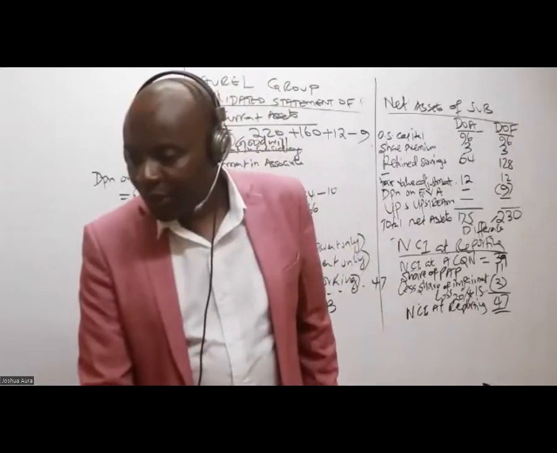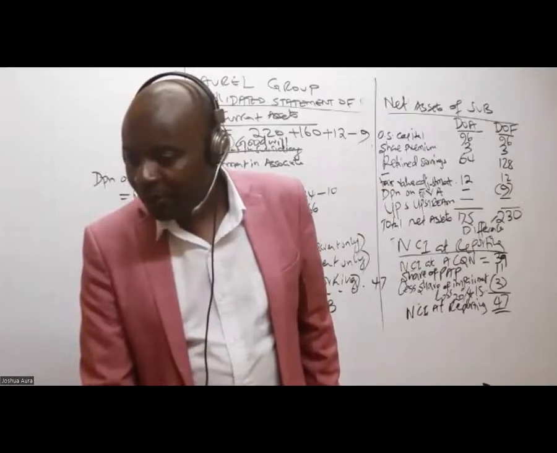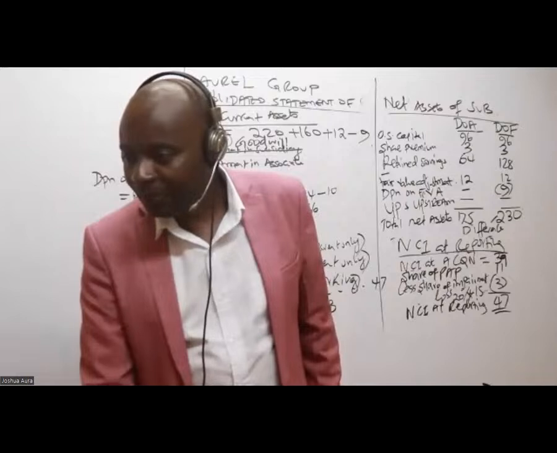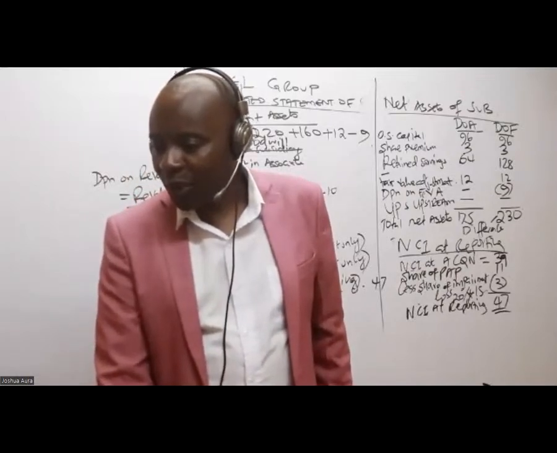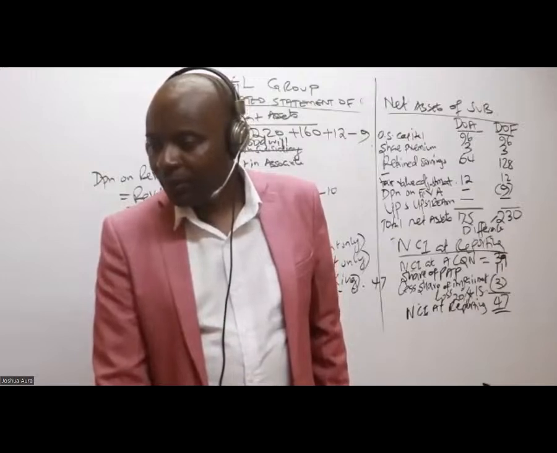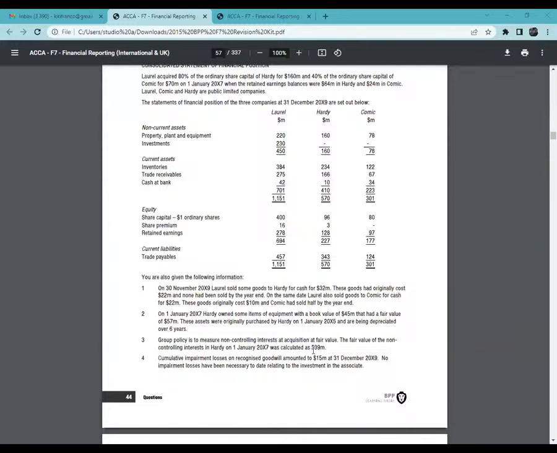Where did the 3 come from? 39. Is it 39, Imelda, or 3? Oh, okay, 39. I understand now your question. It is NCI at acquisition. You can see this. NCI at acquisition is 39.